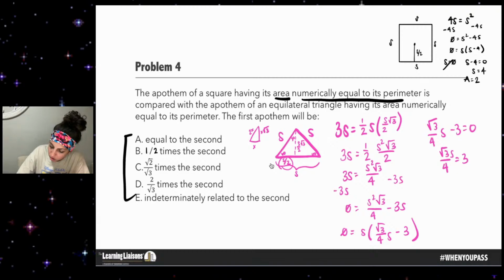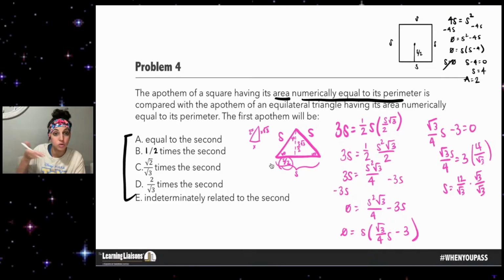And multiply by 4 over the square root of 3. Yes. So S equals 12 over the square root of 3. But I'm going to multiply that by the square root of 3 over the square root of 3 to get rid of that square root of 3 in the bottom. So S equals 12 square roots of 3 divided by 3. And when I simplify that, that equals 4 square roots of 3.